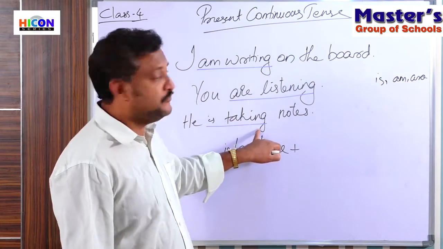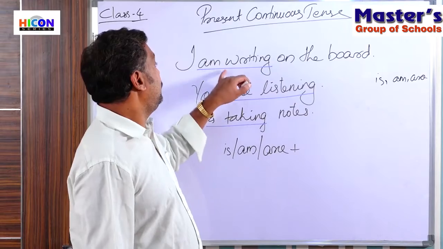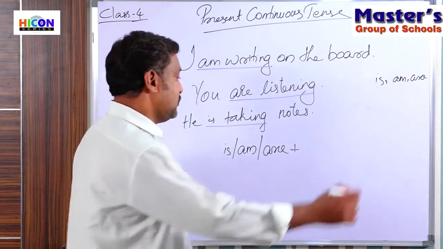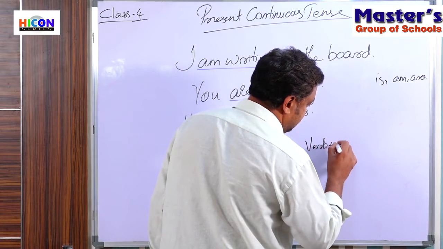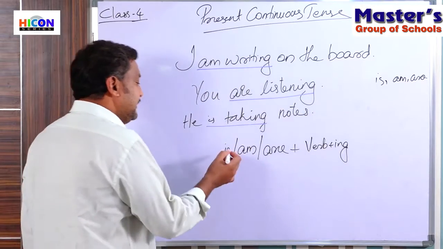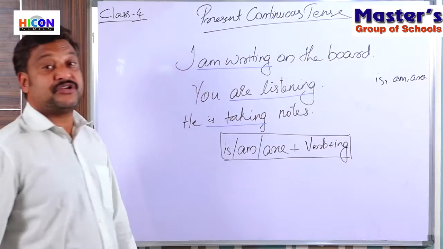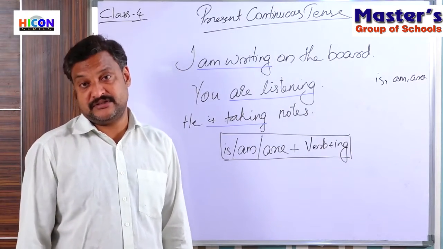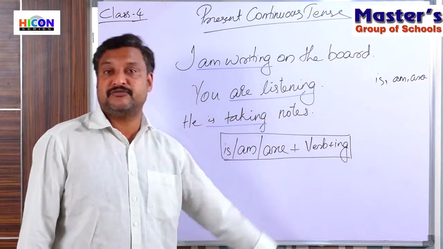take is a verb. It's used in its ing form. Listen is a verb. It's also used in ing form. Write is a verb. That is also used in its ing form, isn't it? Yes. So what we need to do here is verb plus ing. Okay. So is, am or are plus the ing form of the verb is the structure of a sentence when we try to write that in the present continuous tense. What is the structure? Is, am or are plus the ing form of the verb.